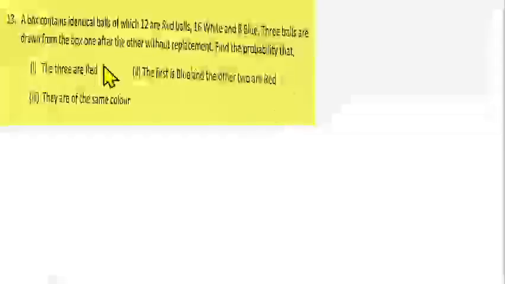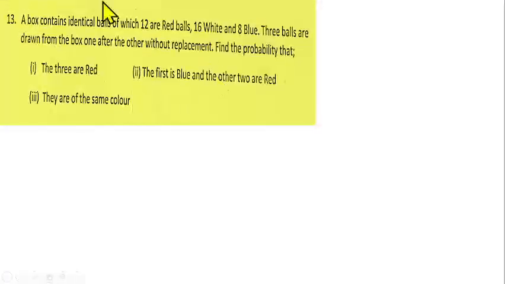So question number 13 is from probability. A box contains identical balls of 12 red balls, 16 white balls, and 8 blue balls. 3 balls are drawn from the balls one after the other without replacement. So this is a conditional probability. Find the probability that the 3 are red, the first is blue and the other 2 are red, and they are of the same color.